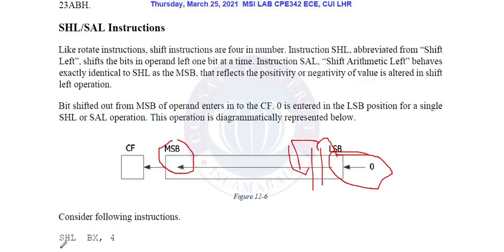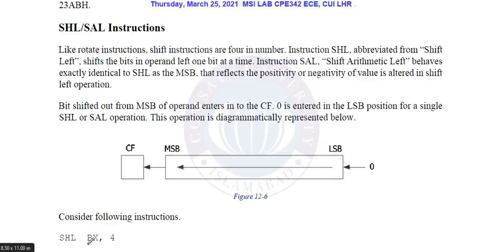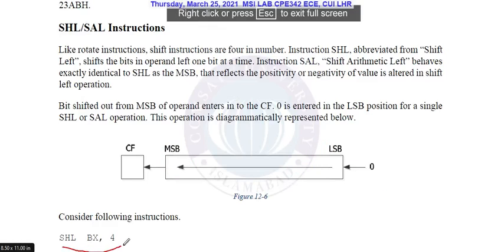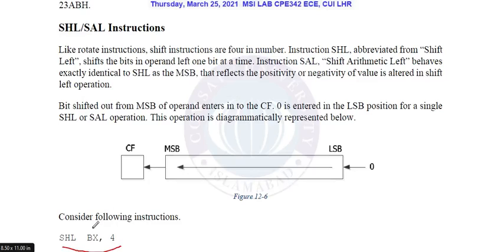For example, in this case you can see an example that is basically SHL BX, 4. So that will shift the values of BX 4 times in such a way that every time a new value 0 will be inserted at the LSB location, and the bit stored at the first location will move to the second, and second to the third, and so on. The bit placed at the MSB location will move to the carry flag, and this process will be repeated 4 times.